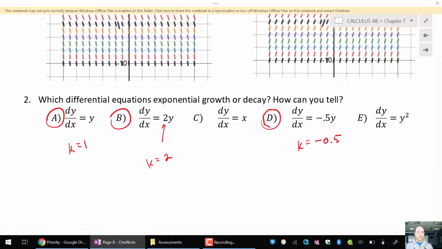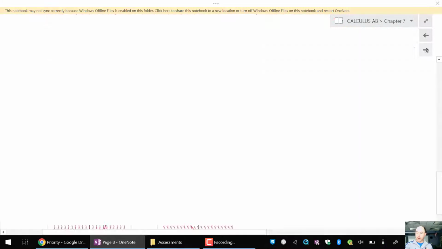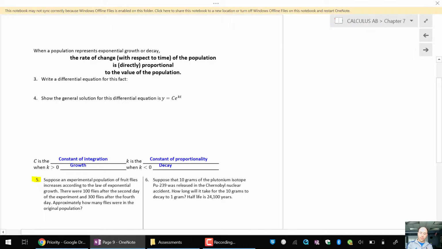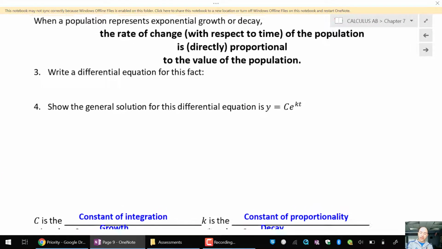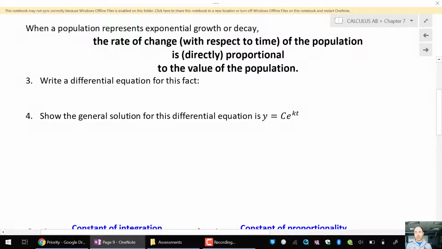So let's take these ideas and put them together in a couple more concrete examples moving forward. Here's what we should know. The rate of change with respect to time of the population is directly proportional to the value of that population. If I write a differential equation to describe that, I'll use capital P for population. So dP/dt, the rate of change of the population with respect to time, is equal to k times P, where k is the constant of proportionality, and capital P is the value of the population.